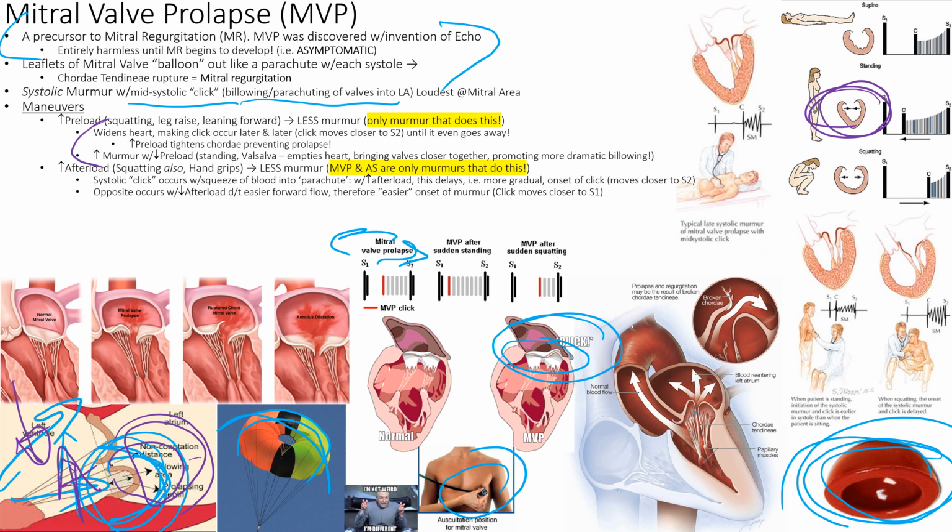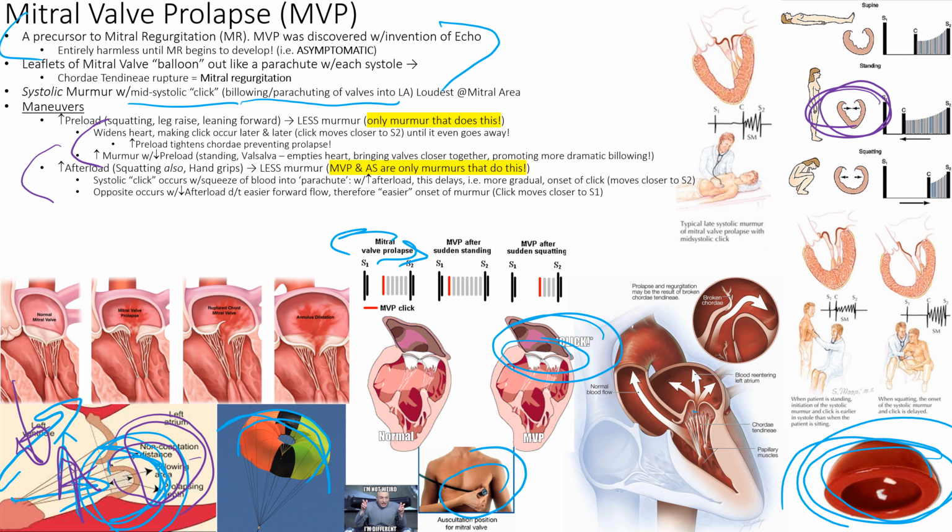And then increasing afterload. Usually if you put more pressure through a valve, it's going to cause it to be louder, except for mitral valve prolapse. So mitral valve prolapse is the exception to pretty much all the other valves, right? If we increase afterload, squatting will do it too, that'll put extra pressure on the arteries. If we are squeezing our hands, that's going to put extra pressure for the aortic valve to open up against, and the mitral valve is going to open a little more gently, right? If there is less pressure, it opens really easily, it's going to billow out just fine.